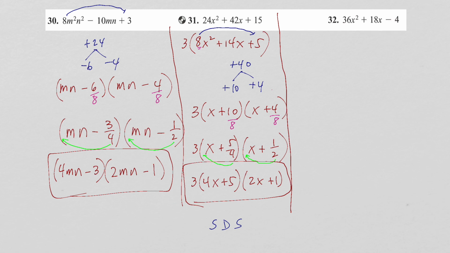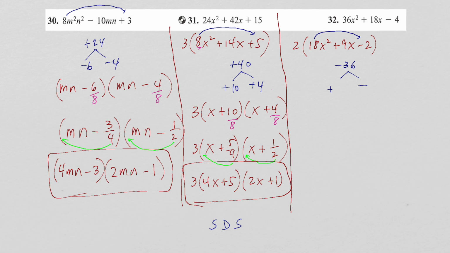Again, 36 times 4 is a big number, but take a look. These are all divisible by 2. So I'm going to start by taking the 2 out. This will be 18x squared plus 9x minus 2. Now that there's no common factor, I'll take the 18, and this gives me a negative 36. That means one has to be positive and one has to be negative, and I'm going to be subtracting to get to my middle number of 9. The bigger one, because this is positive 9, this has to be bigger than 9.